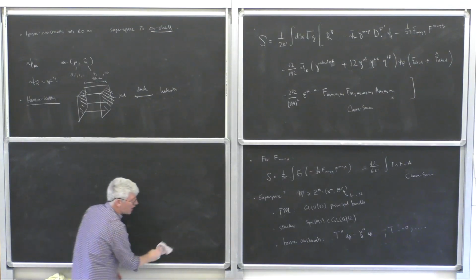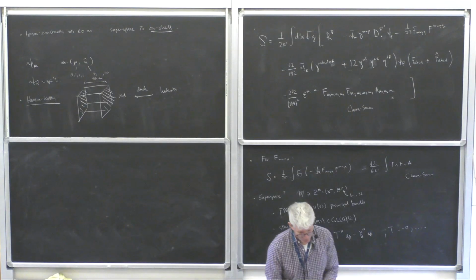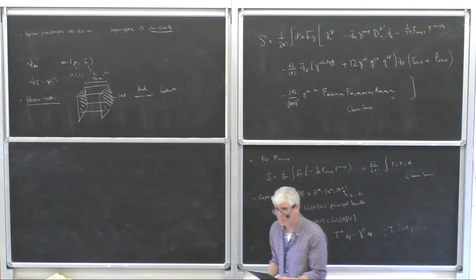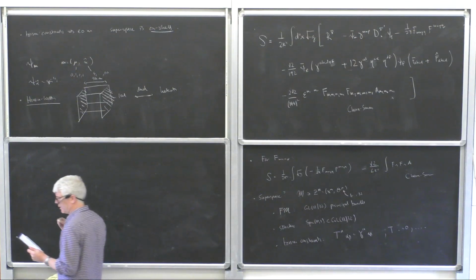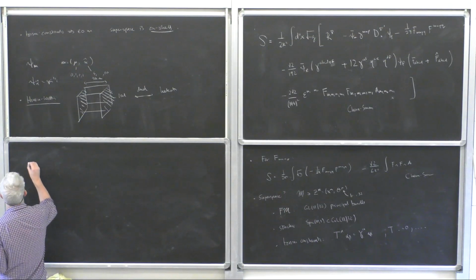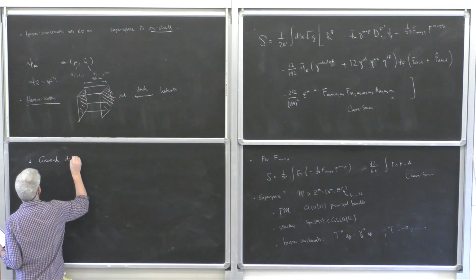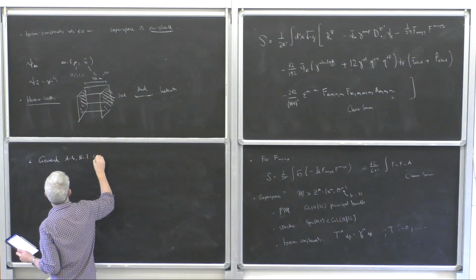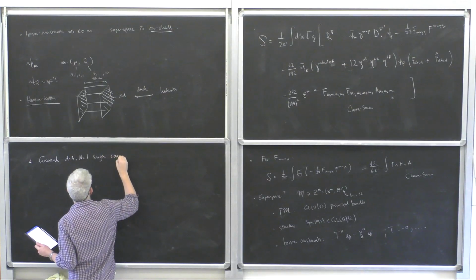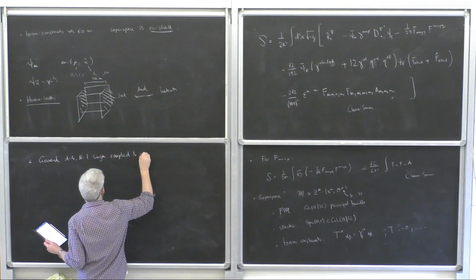This has properties that are characteristic of all supergravity theories. So that's why I wanted to tell you about it. So let's do general D equals 4, N equals 1 supergravity coupled to matter.